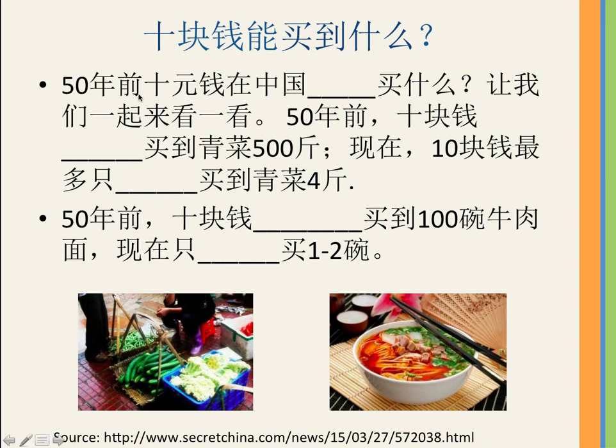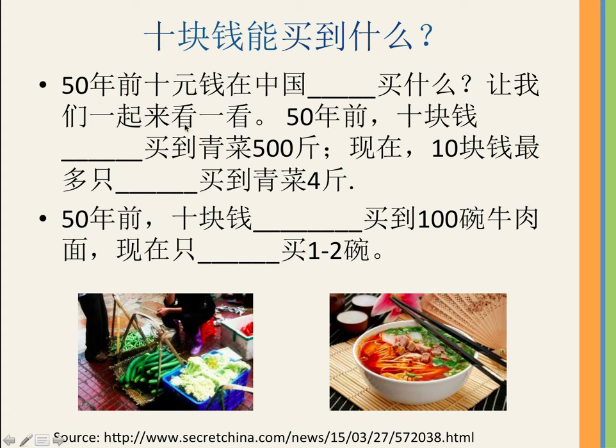50年前, so I'm going to read it with some of the modal verbs blanked and think about how you would complete the sentence with the right modal verb. 50年前, 50 years ago, 10元钱, $10, Chinese dollars, 在中国 in China, 买什么? So what can you buy with $10 50 years ago?